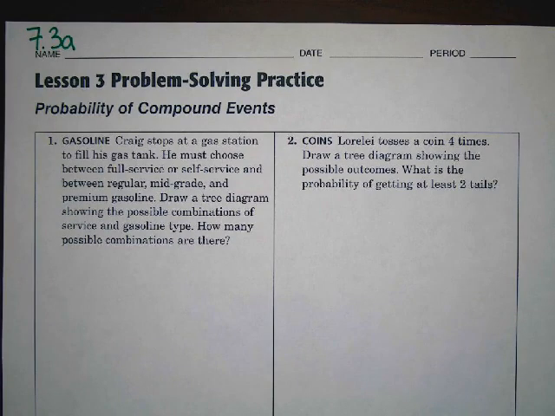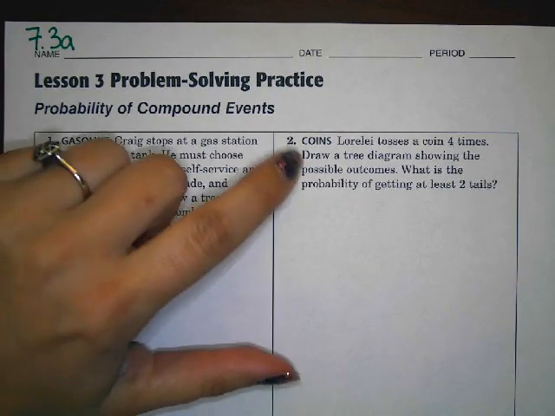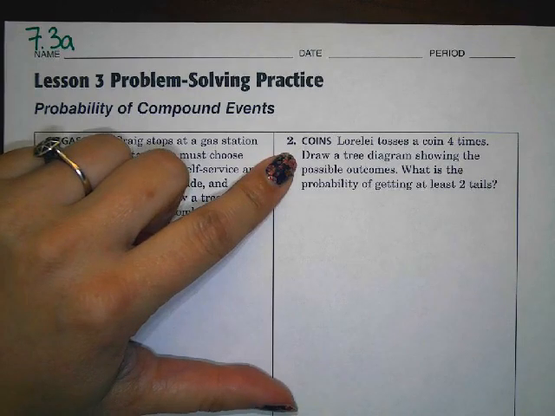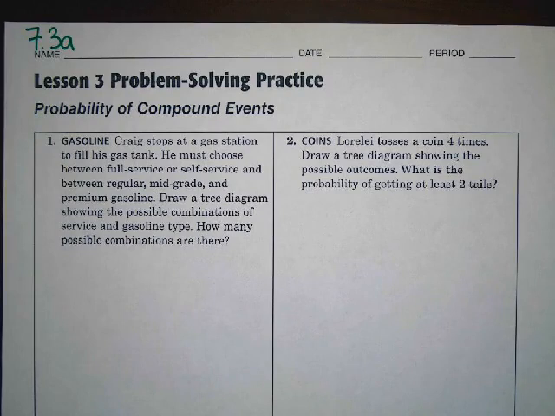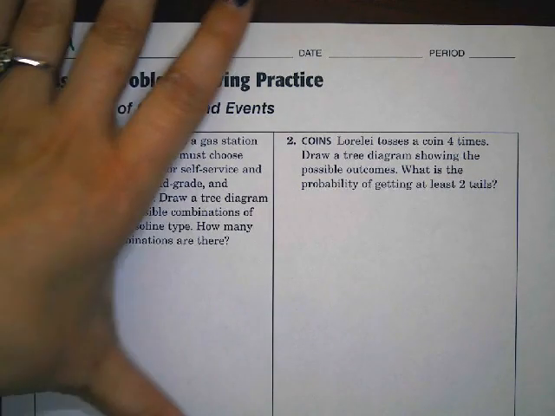So on number 2, it says coins. Lorelei tosses a coin 4 times. Draw a tree diagram showing the possible outcomes. What's the probability of getting at least 2 tails? So the first thing we need to do is figure out our tree diagram.